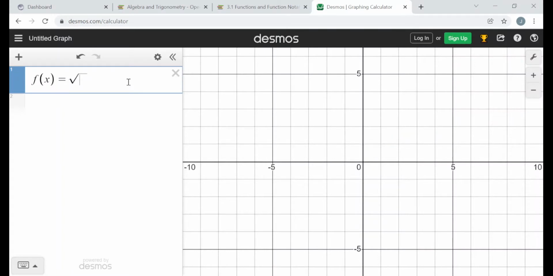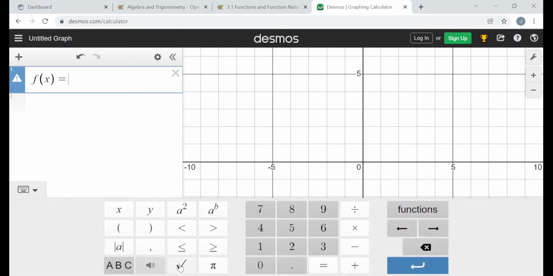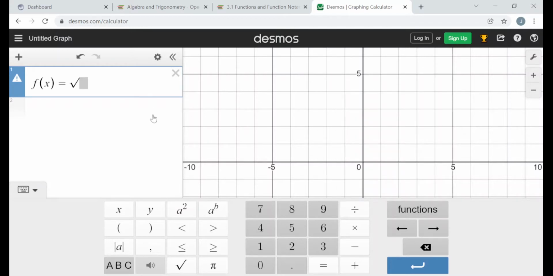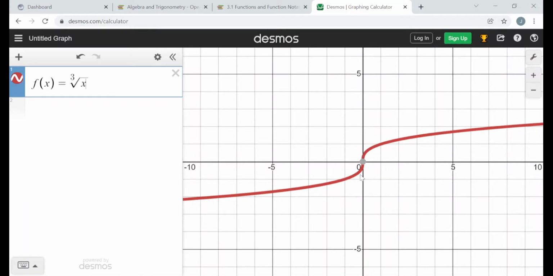Now, unfortunately, I don't know how to type a shortcut for cube root, but that's where the keyboard comes in. So they got square root here. Let's go to functions, miscellaneous. Here we go, there's the nth root. And I can enter the index of 3. So there's the cube root of x, and here we go. This, again, is kind of like the cubic curve, but going left to right instead of from bottom to top.